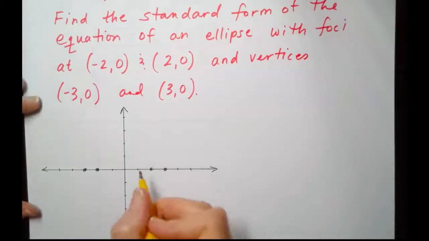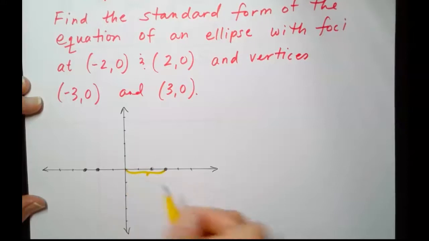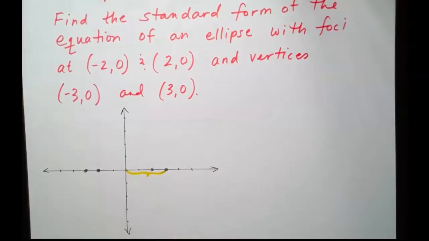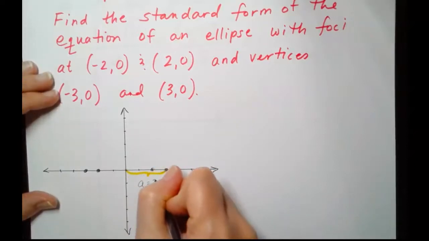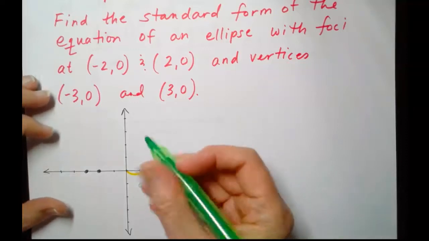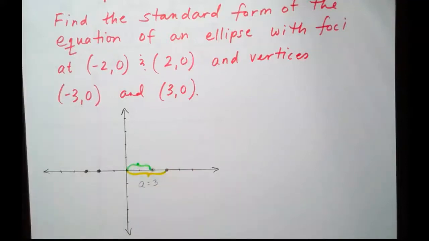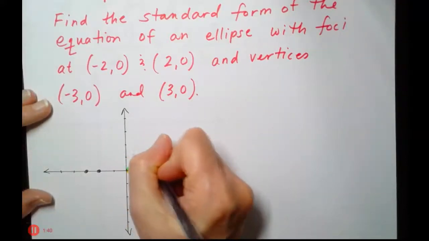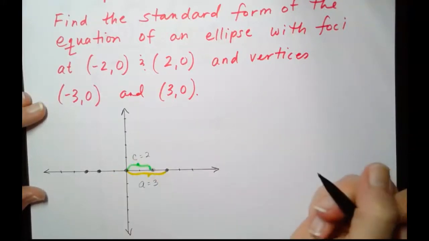Well, what we learned in the intro video is that here is our A value. Our A value is the length of the semi-major axis. So A here is 3. And then the other thing that we learned was the distance from the center point to a focus is the C value. So this is our C value. So C is equal to 2. Now obviously we have our center point this time at the origin.